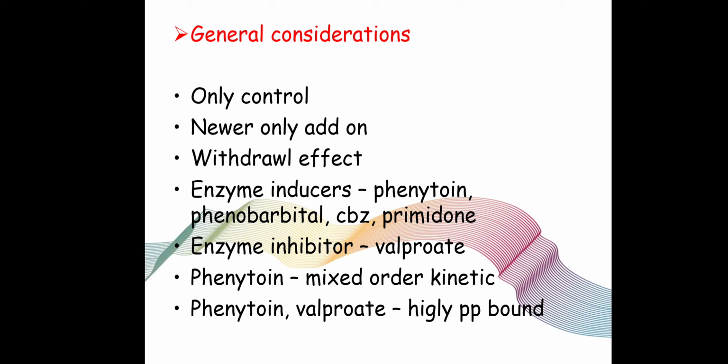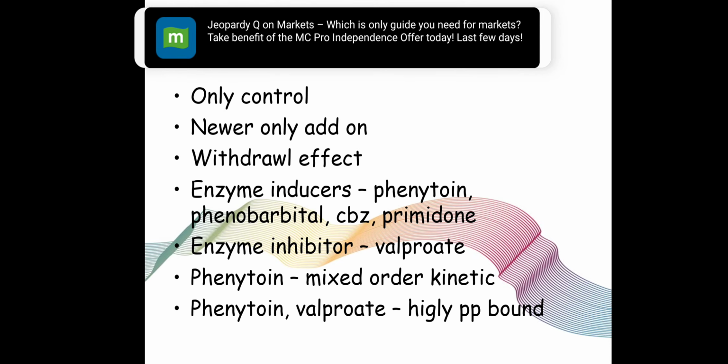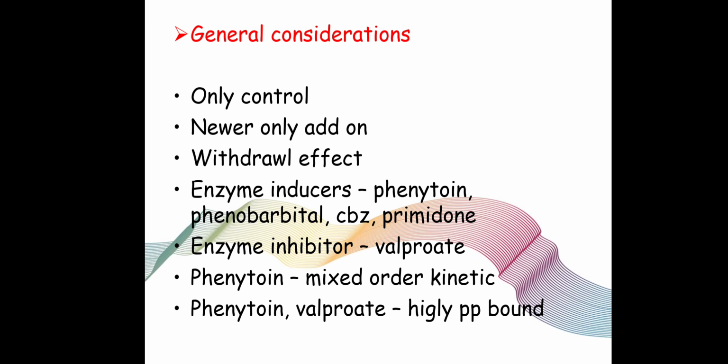Then some catching points: phenytoin, phenobarbital, carbamazepine, and primidone, these are all enzyme inducers. Now if you remember general pharmacology, an enzyme inducer will enhance the metabolism of other drugs, which can either decrease or increase the concentration of that drug, especially drugs like oral contraceptives. So the patient may have failure of oral contraception, which is important to keep in mind. So they are enzyme inducers. Then we have valproate, which is an enzyme inhibitor.